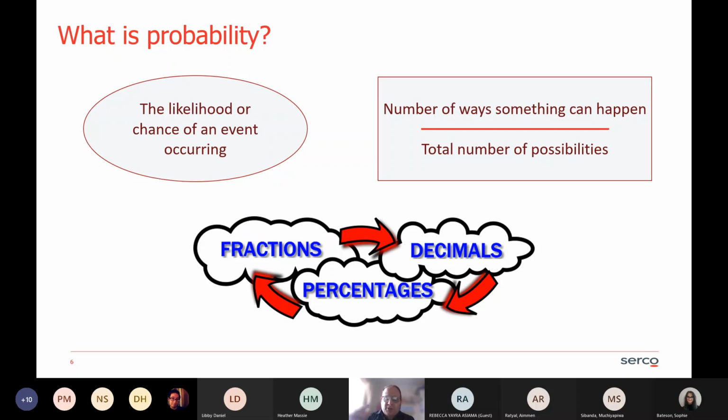Decimals is also 0 point whatever up to 1, and percentage is obviously always out of 100. Today I'm going to mostly use fractions. When I've done the answers, if you wanted to change them to decimals or percentages, you could do. And if you're not sure how to do that, then we can cover that in a separate session, or again, there's sessions out there that can help you with fractions, decimals, and percentage. But I'll mainly work in fractions, but I will give a couple of examples.